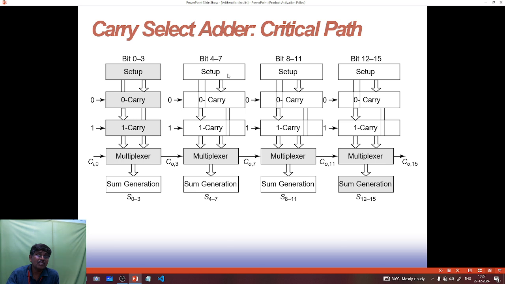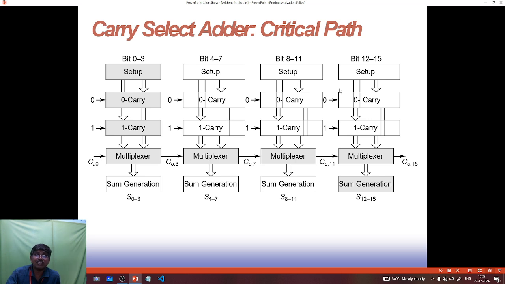So like that each block will be checking whether carry is 0 or 1. Whether it is 0 means it will be processed to the next carry operation, and finally the carry will be shifted very fast. Suppose there is no carry, what happens? It will finally be shifted to a 1 carry and sent to a multiplexer and directly reach the sum generation, and the carry will be transferred to the next block. So like that the carry select adder will be functioning.